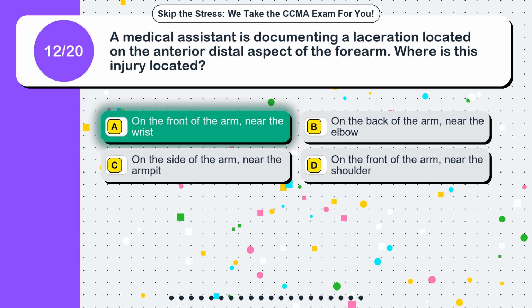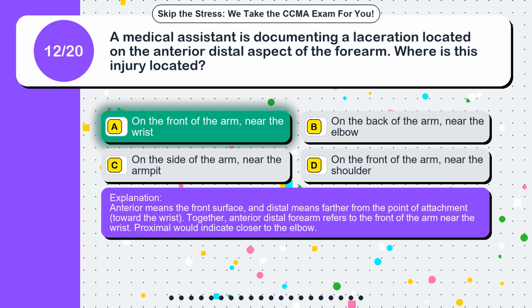On the front of the arm, near the wrist. Anterior means the front surface, and distal means farther from the point of attachment, toward the wrist. Together, anterior distal forearm refers to the front of the arm near the wrist. Proximal would indicate closer to the elbow.